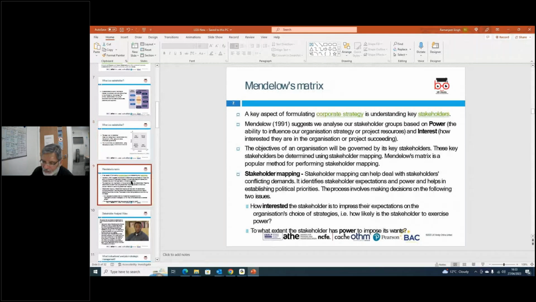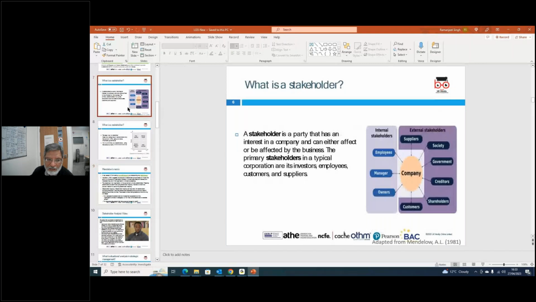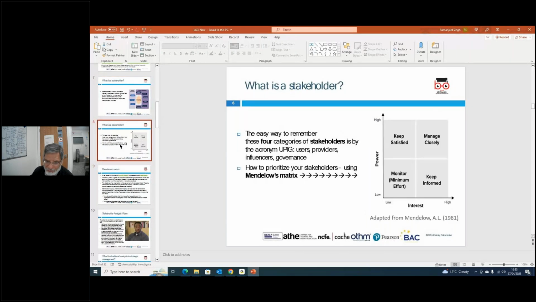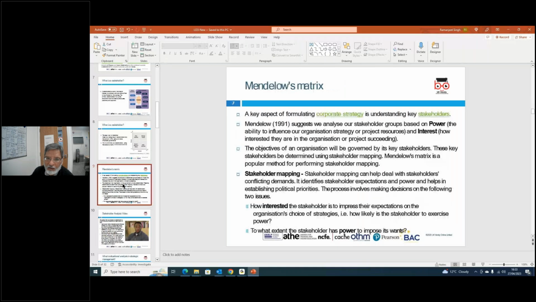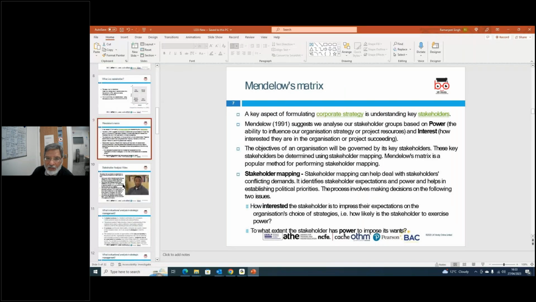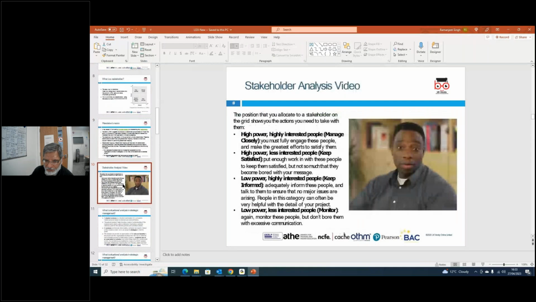Okay, and so it's quite important that we put them into a quadrant and see how they are affecting our organizations. This is one of the tools you can use to put your stakeholders, internal and external, into Mendelow's matrix to see what power they have, and you can analyze them. So this is what it is. You can look at this.